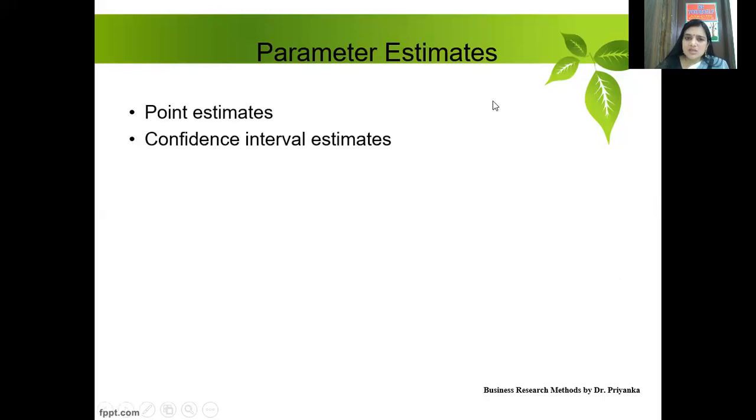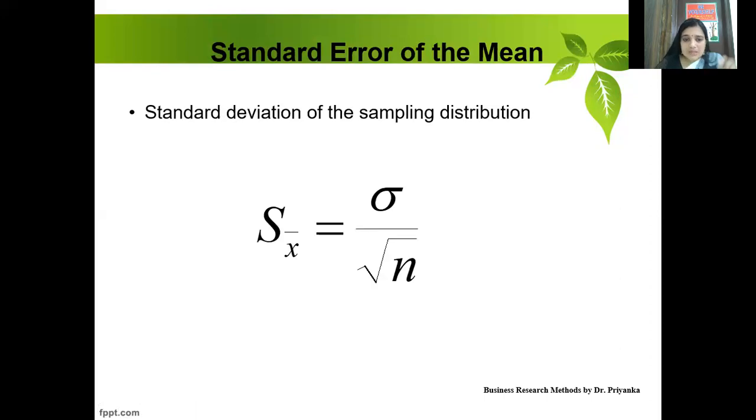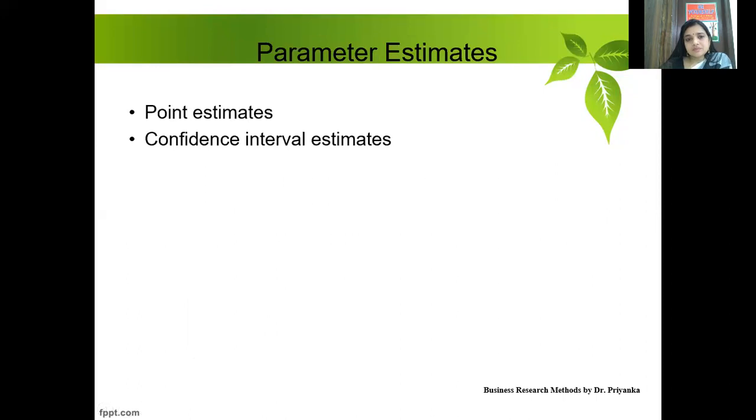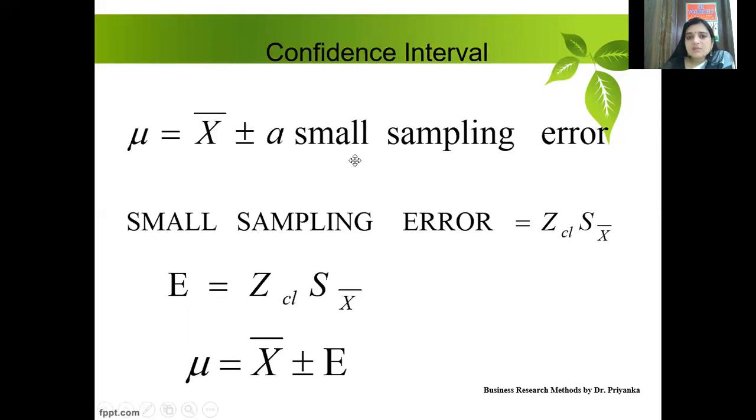Parameter estimates are basically point estimates and confidence interval estimates. How would you calculate these? Actually, these are the confidence intervals we take in our study. Then some formula related to the confidence interval. How would you calculate it? Mu is equal to X bar plus minus some small sampling error, and this error is calculated by ZCL into S on X bar, right?